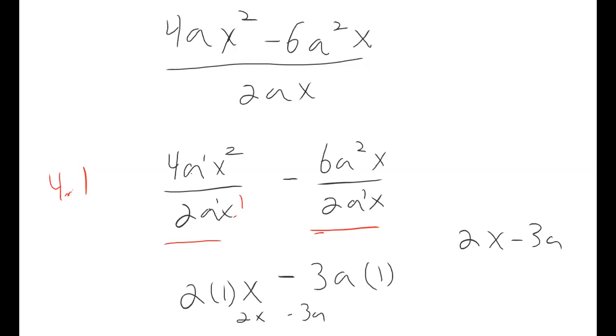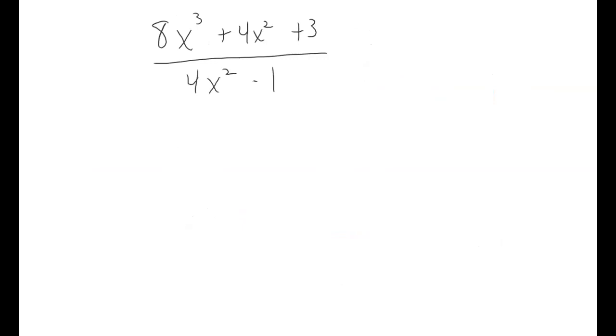What becomes more challenging is this trick only works if this is a single term. All right. And I think this is where the video is going to come in handy for you, is when things are not a single term. So say I have, and this will be the last problem we do today, 8x cubed plus 4x squared plus 3 all over 4x squared minus 1.